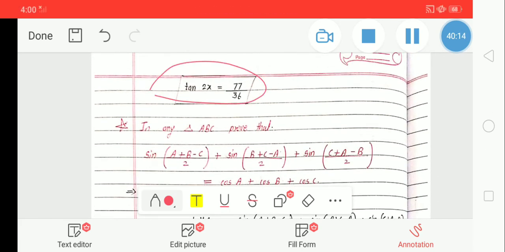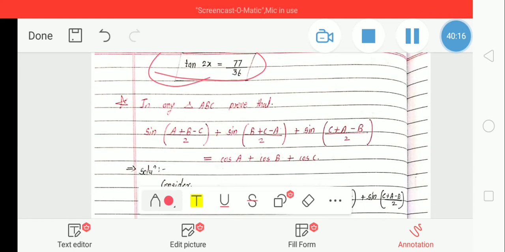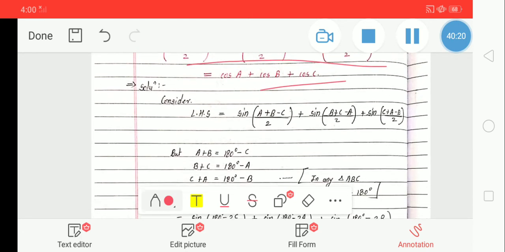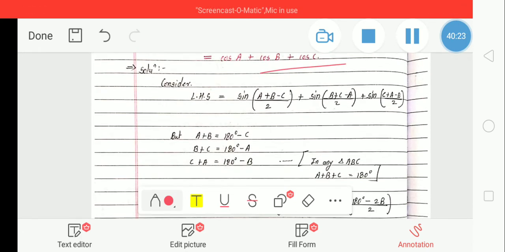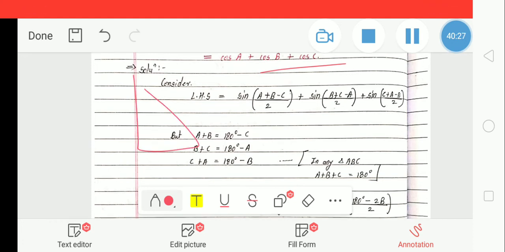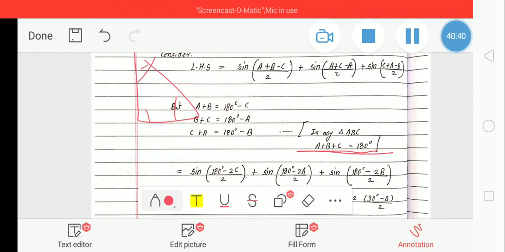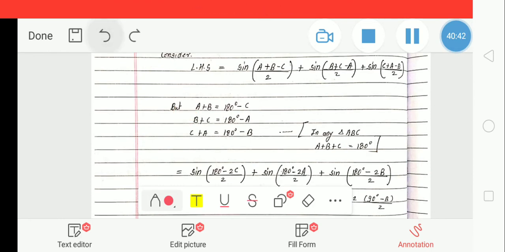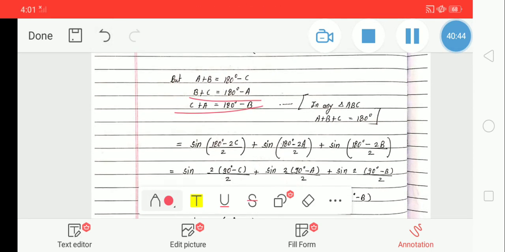So hence proved. Now, in any triangle ABC, prove this. So for the LHS we take this one. We know that the sum of the angles of a triangle is 180. For example, take a right-angled triangle: 90, 45, 45. Adding the three angles, we get 180, meaning angle A plus B plus C is equal to 180. A plus B is equal to 180 minus C. So these are also the same.